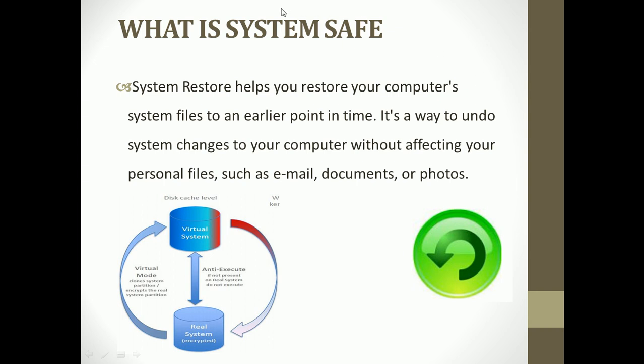So what is a system restore? System restore helps us to restore our computer system files to an earlier point in time. This is actually a way to undo system changes to our computer without affecting our personal files like emails, documents and photos. This is what we call system restore.